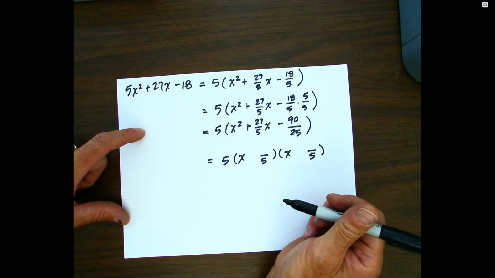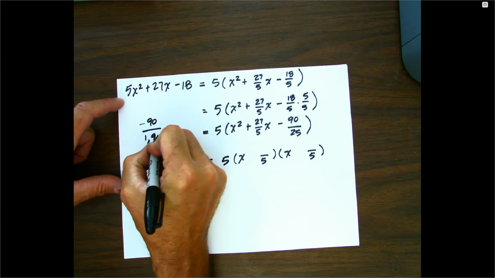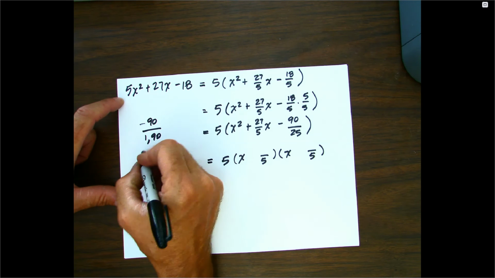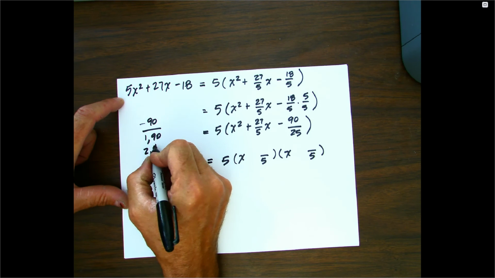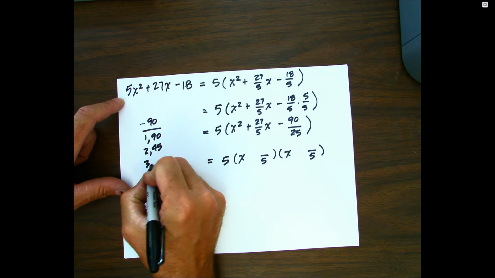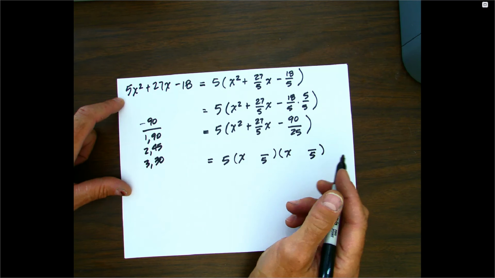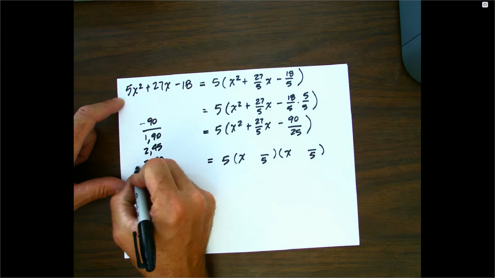1 and 90 doesn't work. It's either 89 or 91. 2 and 45 doesn't work. It's either 47 or 43. But 3 and 30 does work, of course, to get 27. What do we want? We want a positive 30 and negative 3. So it'll be negative 3 here and a positive 30 here.